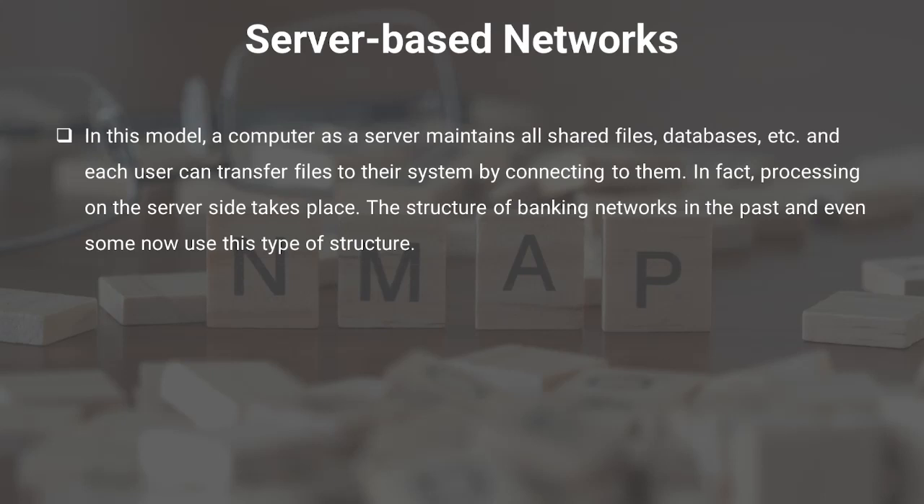The second one is server-based networks. In this model, a computer as a server maintains all the database and files for the network, and each user can transfer files to the system by connecting to the server. In fact, processing takes place on the server side. The structure of banking networks and large companies was based on server-based networks in the past, and even some now are using this type of structure.